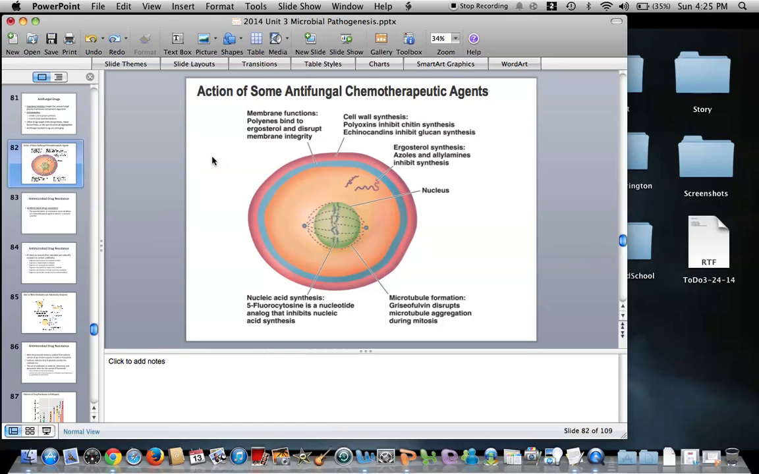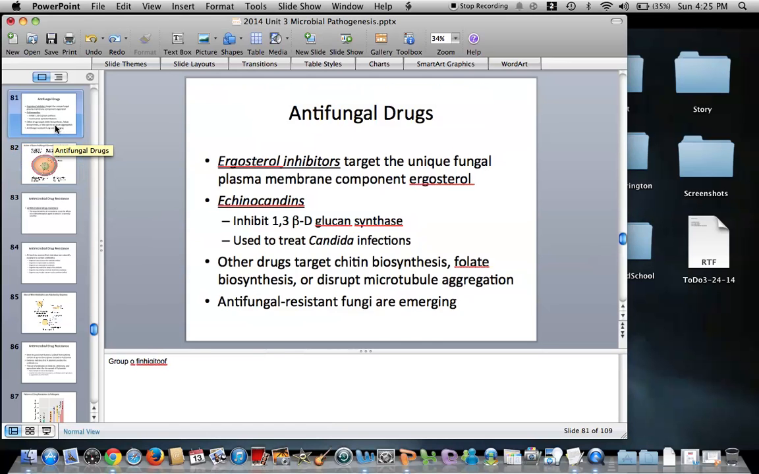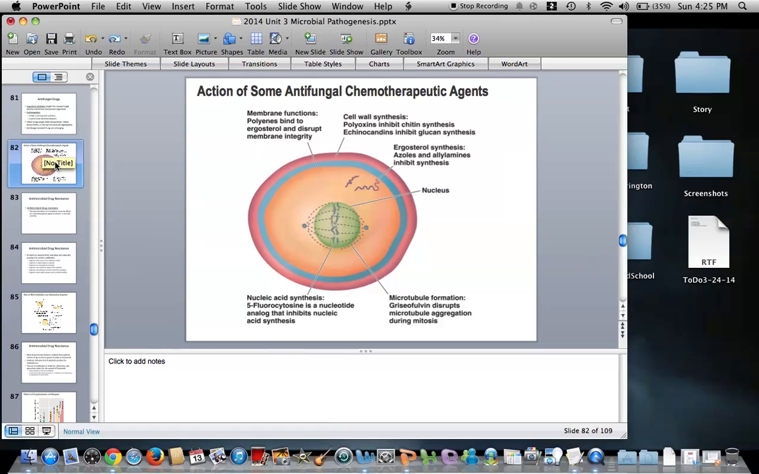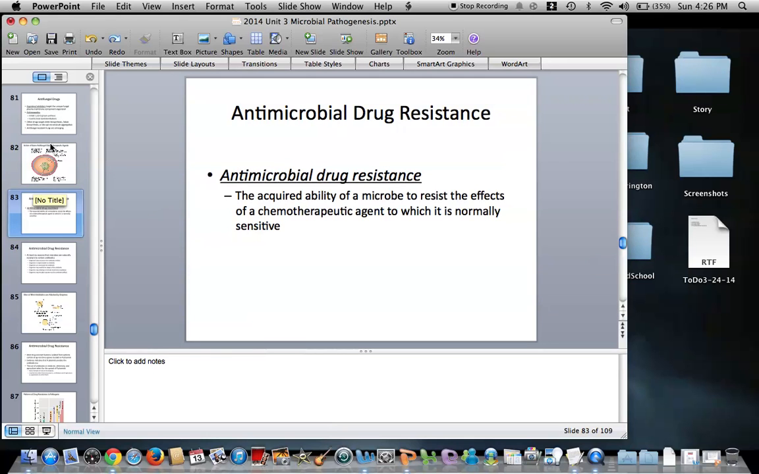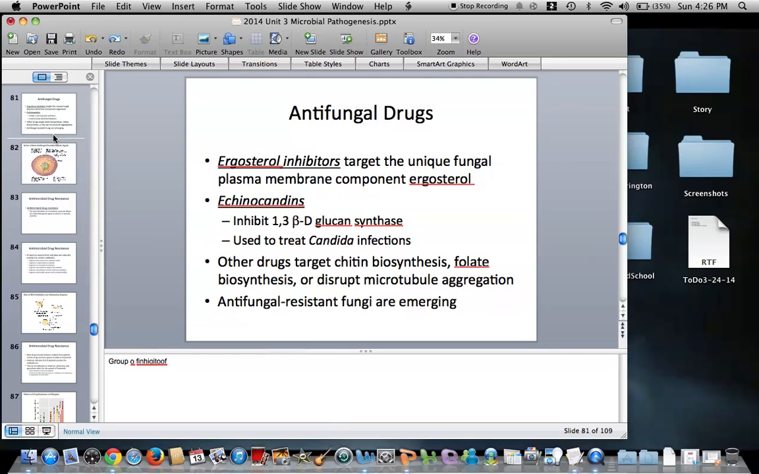Here are some antifungals. What was that called? Echinocandins. They inhibit this, and they affect the membrane in some way. And then ergosterol, that's what you're stopping. Yeah, ergosterol inhibitor. Or antibiotics. That's what you're targeting.